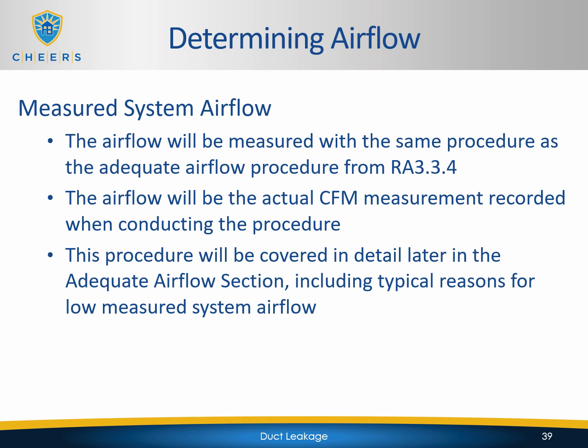And the last method is the measured system airflow. This one can be used anytime you can actually measure the airflow of the system with one of the devices that we'll talk about a little later in the adequate airflow section. The airflow will be measured with those same procedures that you'll be using for adequate airflow, and that's found in RA 3.3.4. The airflow will be the actual CFM measurement that's recorded when conducting that procedure. Again, we will be covering that later in detail, the different types of equipment that you can use, as well as how you will collect that data.